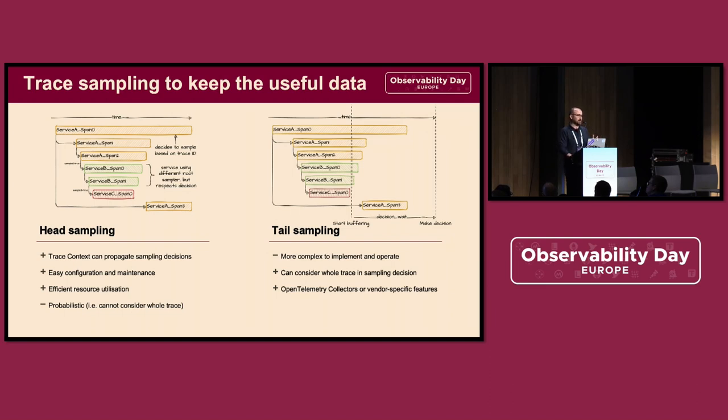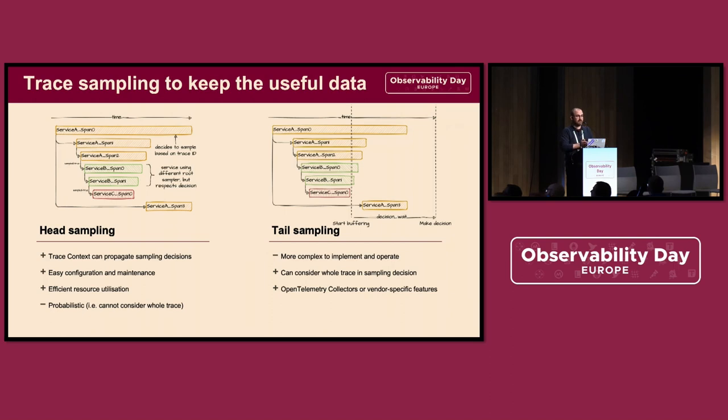So this is a simpler form of sampling, in a way. It allows you to sample traces for a particular percentage, for example, and it's easy to configure, easy to maintain. It doesn't require extra resources because that decision is done when you create the span. But it's not so powerful. It doesn't allow you to look at the whole trace. With tail sampling, on the other hand, we get to look at the whole trace. We get to make a decision.